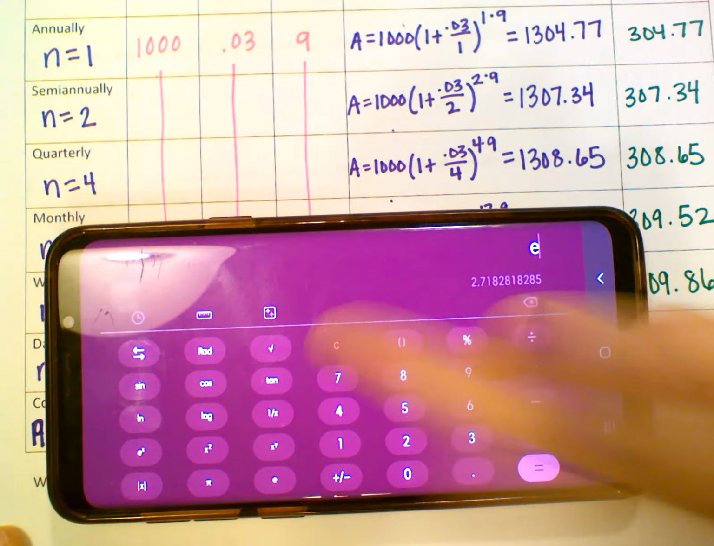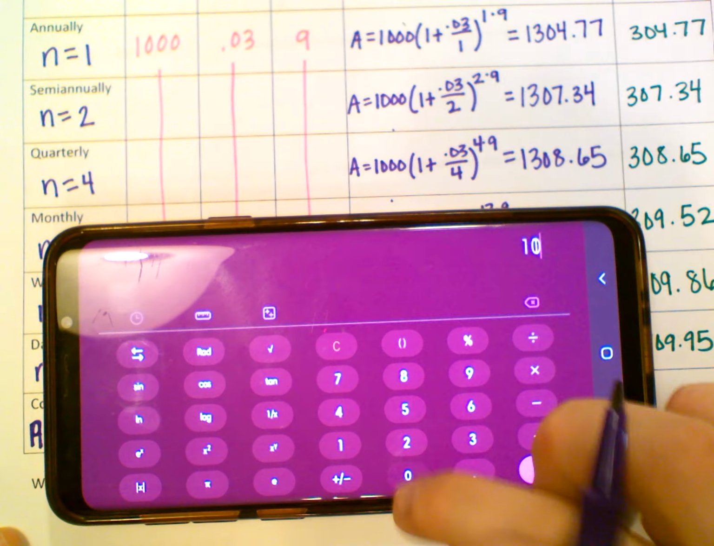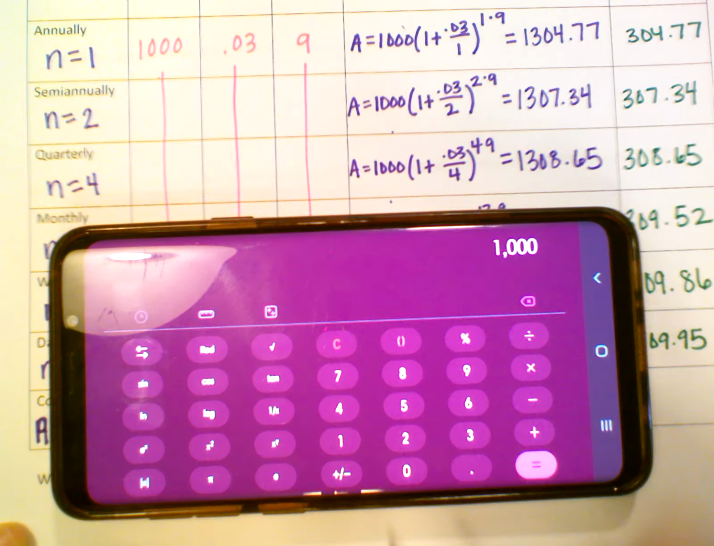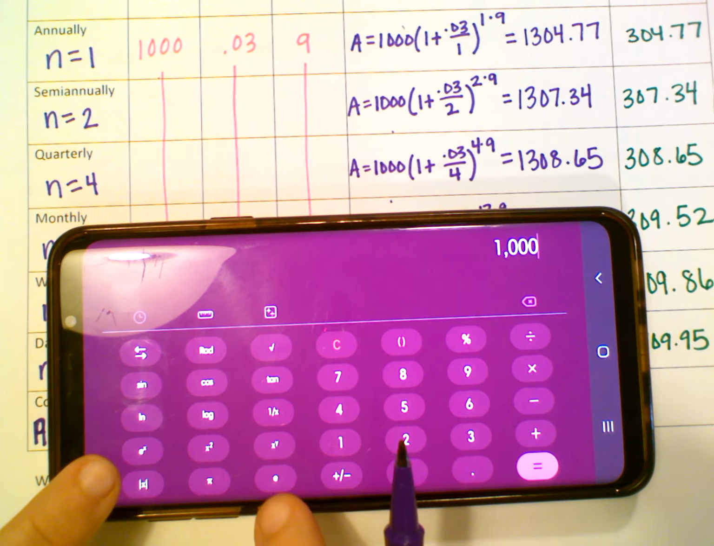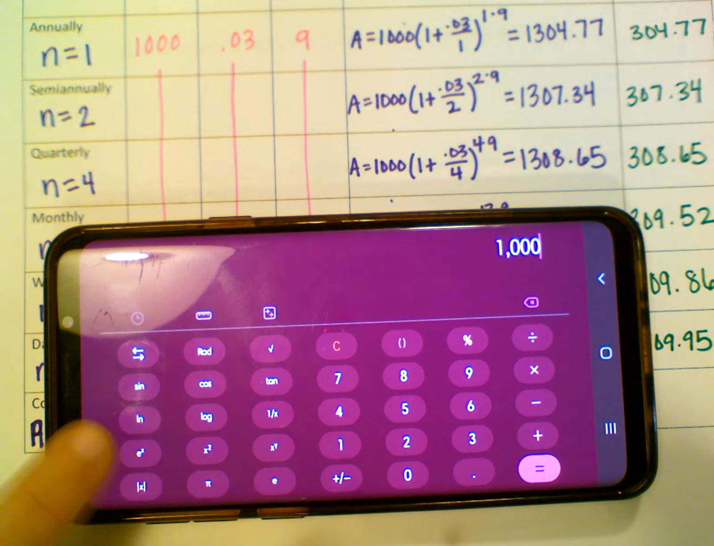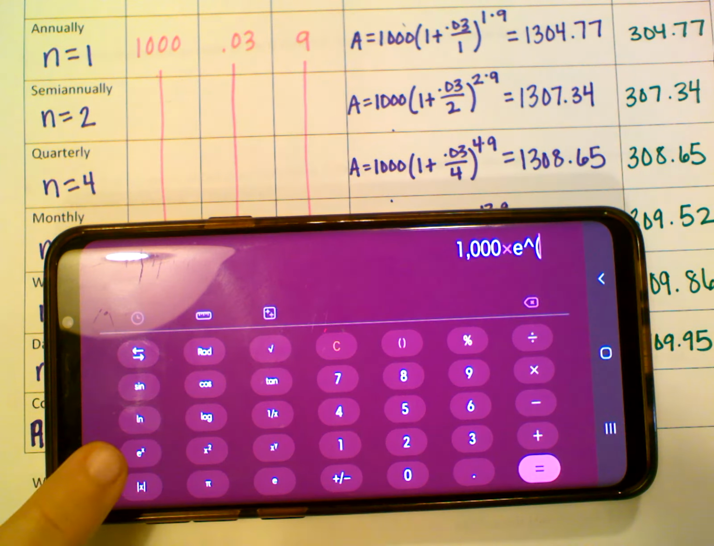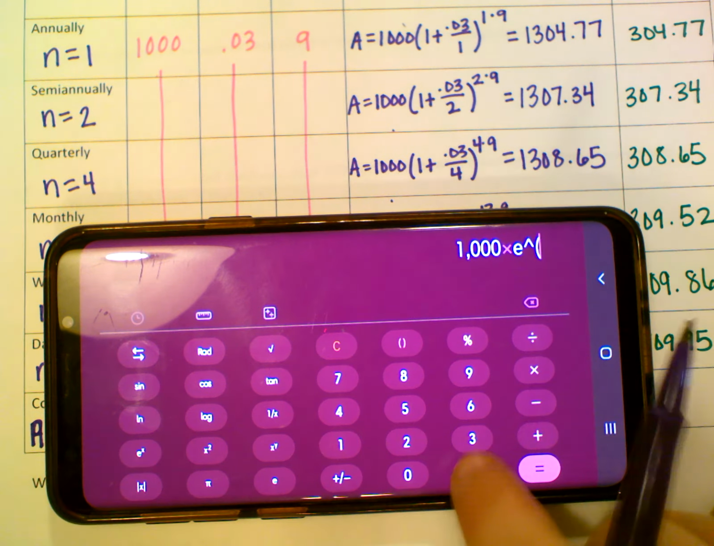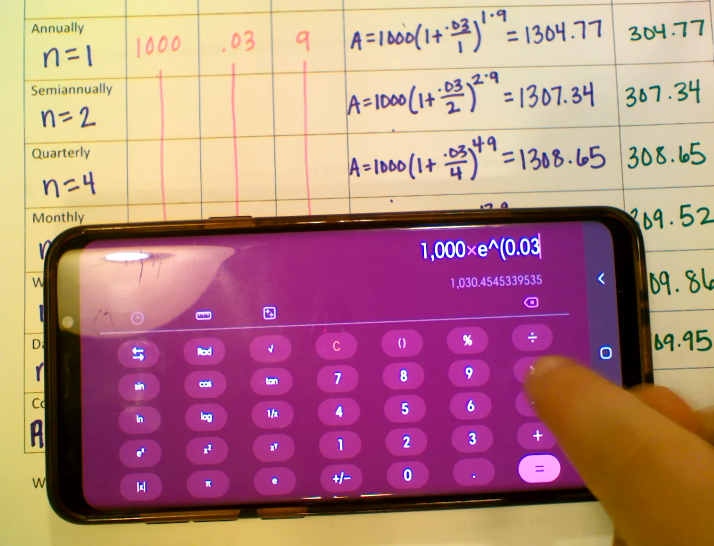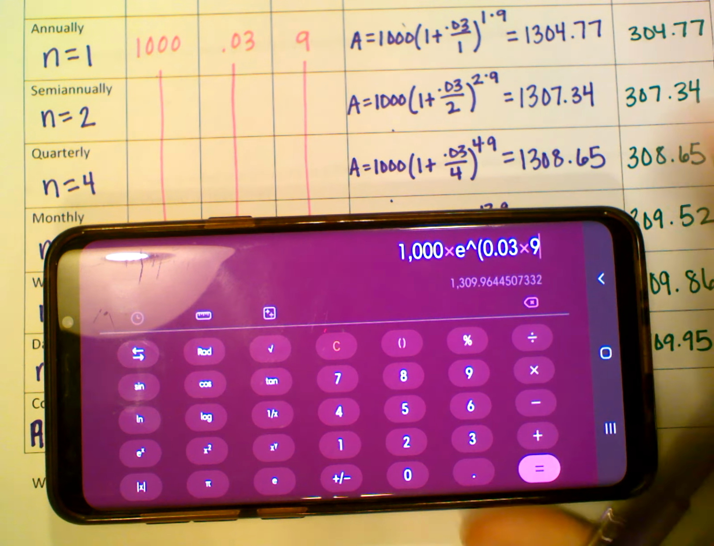All right, so calculating this, we have 1,000. And then there's actually two E's on this version. There's an E down here and an E to the X. Since I'm going to put in a power, I'm just going to hit the E to the X because there's already going to be a power put in for me. Save me some time. 0.03 times 9.